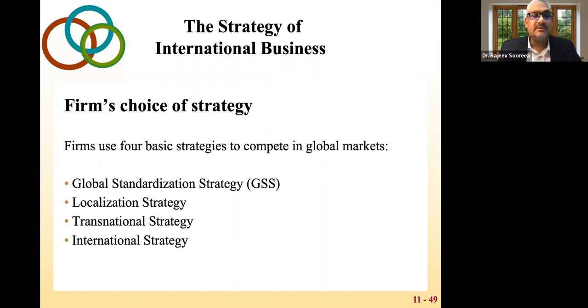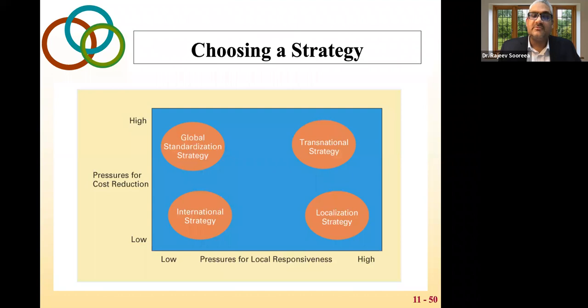Now, as a company, you need to pick one of those strategies based on how much pressure you face in terms of cost reduction versus how much pressure you face in terms of local responsiveness. The combination of those two things is going to give you your strategy. So firm A is a global standardization strategy. Firm B is a localization strategy. Firm C is a transnational strategy, and firm D is an international strategy.